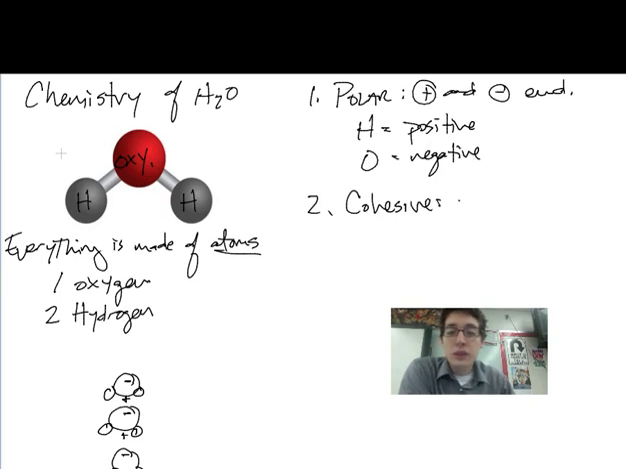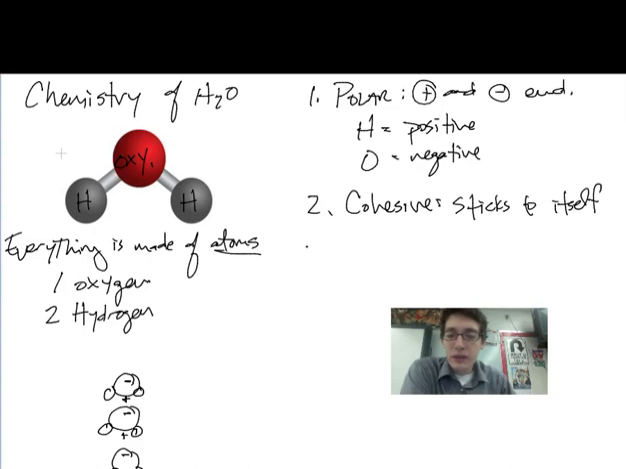Cohesive means it sticks to itself. So if there are two water molecules near each other, they will stick to each other. They will help pull each other along. And so when we get into talking about plants and animals and your blood even, we're going to see how the cohesiveness of water allows things to flow through very small spaces.